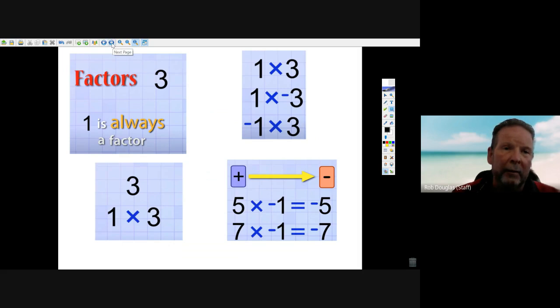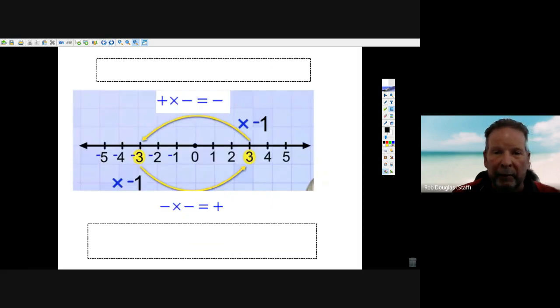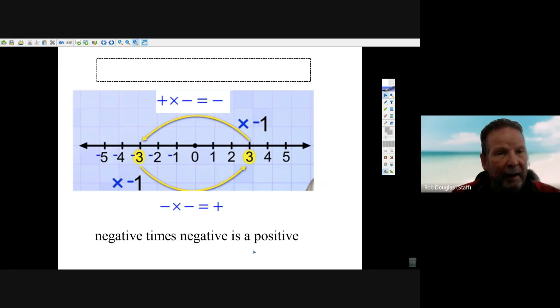In fact, let's look at what happened to 3. If we multiply 3 times -1, it switches down here to -3. But what if we multiply by -1 again? Then we know it has to switch. It'll become +3. So -3 times -1 must be +3. So a negative times a negative is equal to a positive. And that's the big idea. And that kind of explains why.